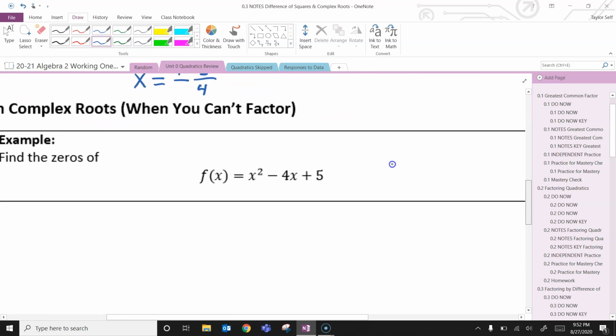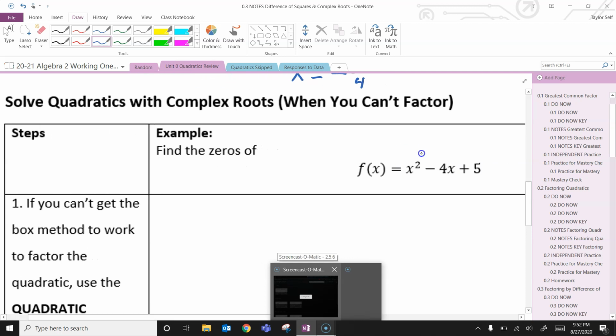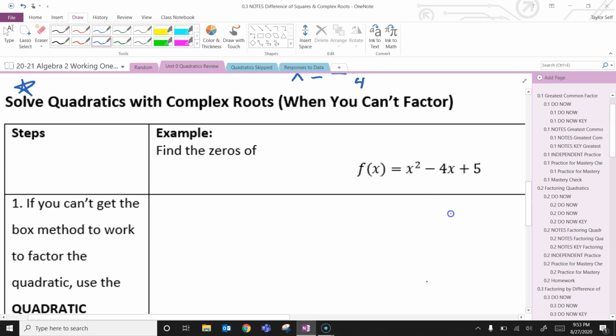We are going to do a problem where we solve quadratics with complex roots. So write that down. Solve quadratics with complex roots. Okay. So it's telling us to find the zeros of this thing.